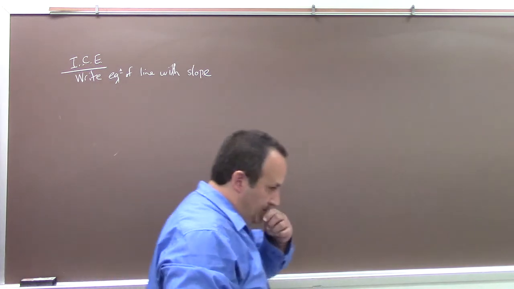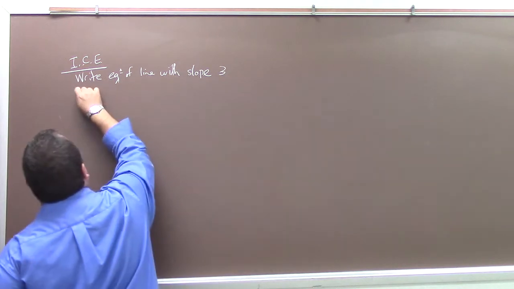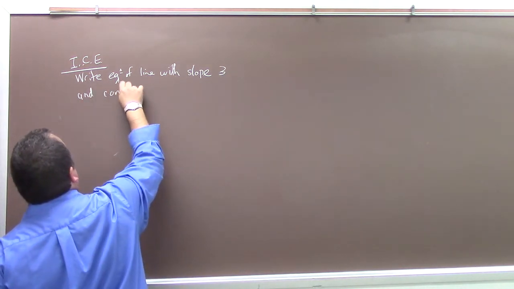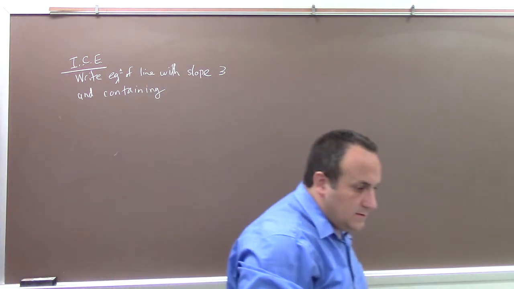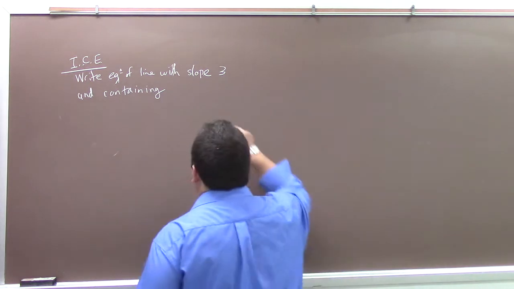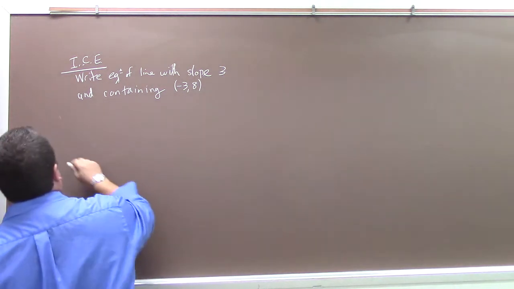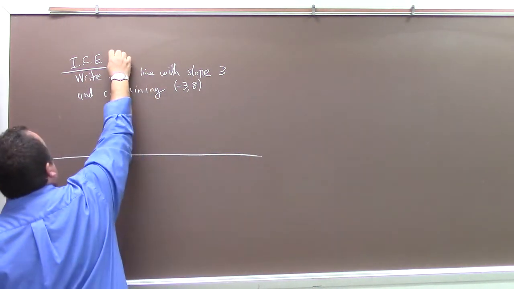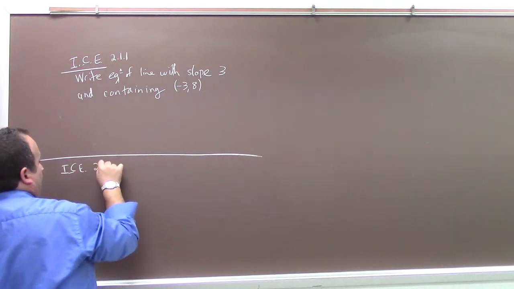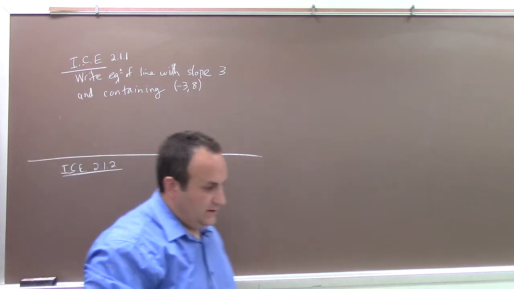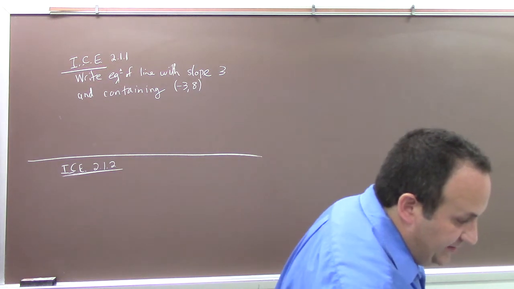Let's see here. What did I say? The slope was 3. Containing minus 3, 8. All right. And the second one, I want you to find the equation of the line from a comma f of a to b comma f of b.